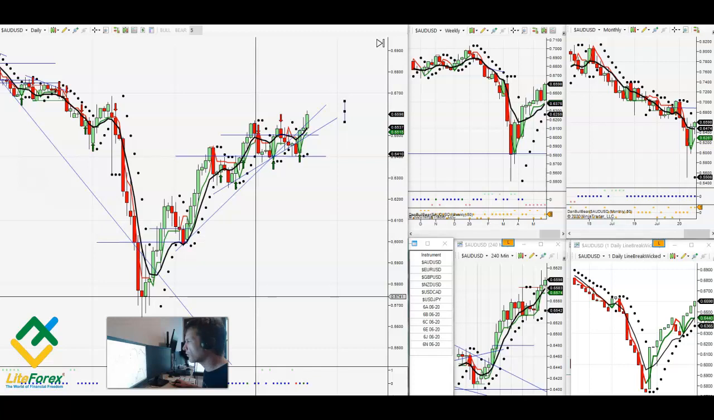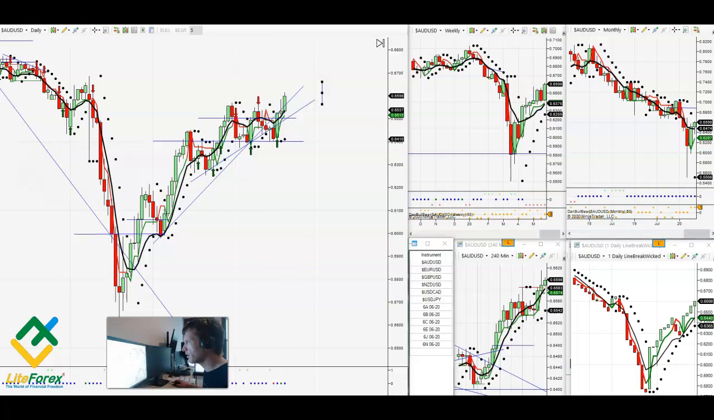I'm going to break down all the major Forex pairs, starting with the Australian USD.